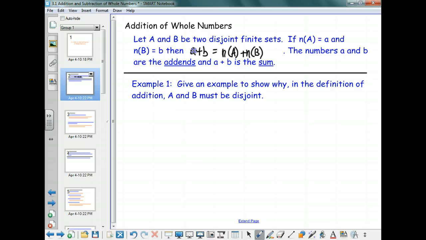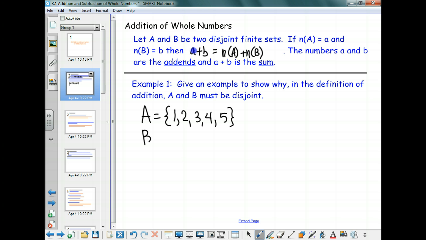All right, so we're talking about example number 1. It says, give an example to show why in the definition of addition A and B must be disjoint. So what we're going to do is create sets A and B and make them not disjoint, to show that this definition would not work if they weren't disjoint. Let's create a set A with a certain number of items in it. Tell me what items you want to put in set A. All right, so 1, 2, 3, 4, and 5.